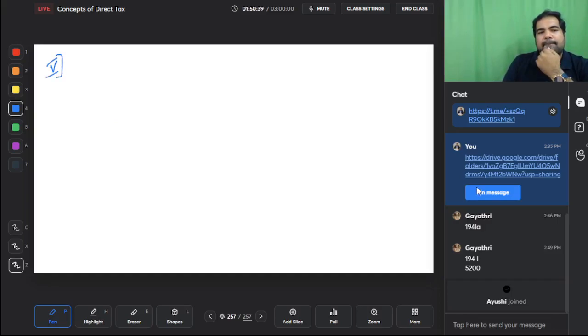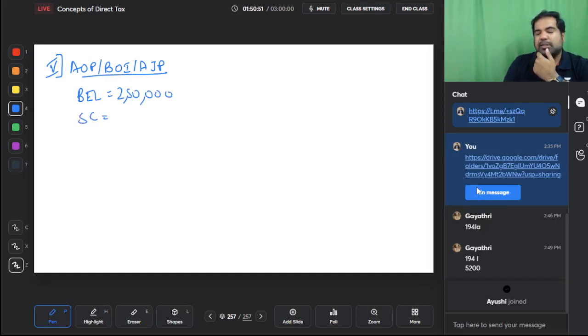Next, AOP, BOI, AJPs. All three have a basic exemption limit of 2.5 lakh rupees. Slab rates are the same. Surcharge is the same as individual. HEC is also the same.